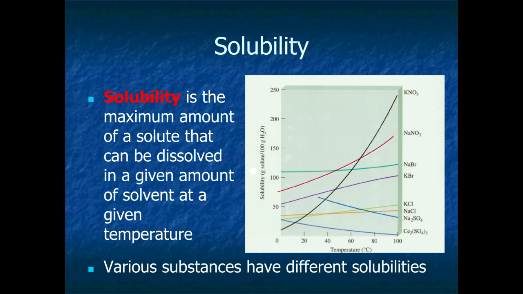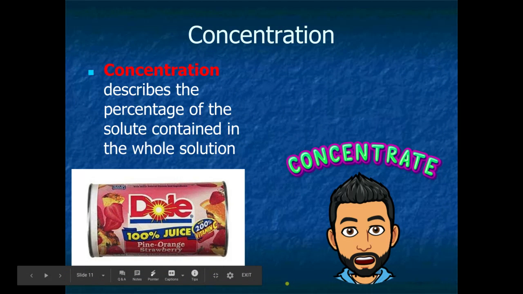All right, so solubility is the maximum amount of a solute that can be dissolved in a given amount of solvent. Remember, the solute is the thing that's being dissolved, and the solvent is usually water, but it's the thing that's dissolving something else. So if you've got sugar water, the maximum amount of sugar that could be dissolved in the water at a given temperature is called solubility. And various substances have very different solubility rates.